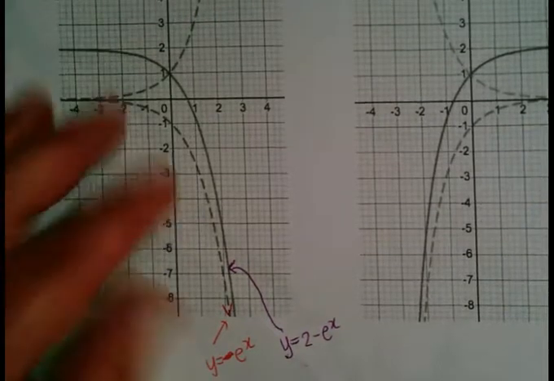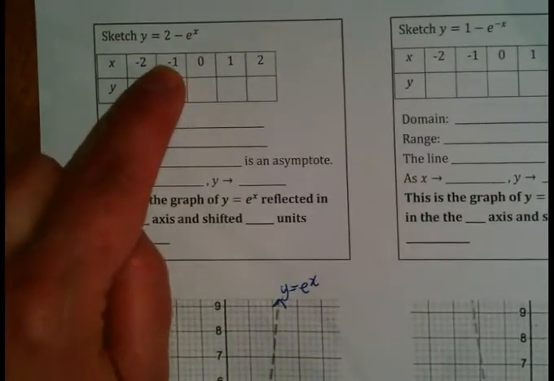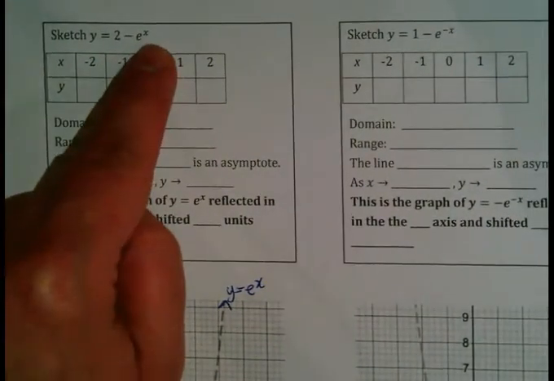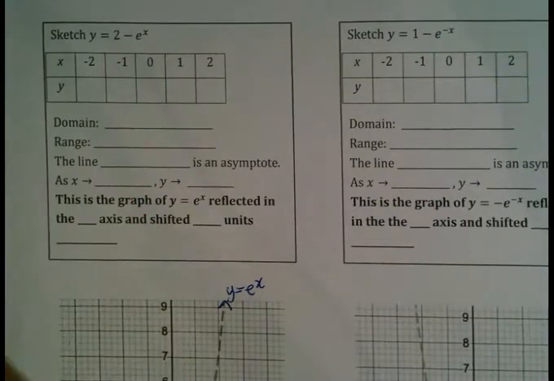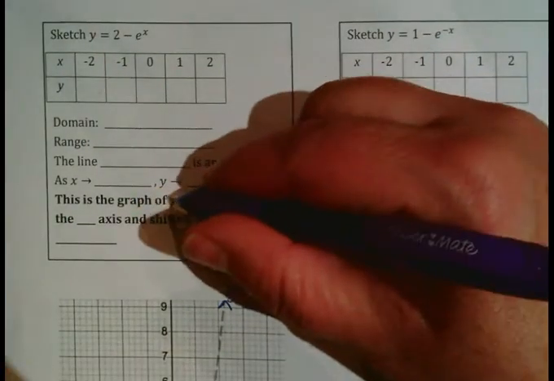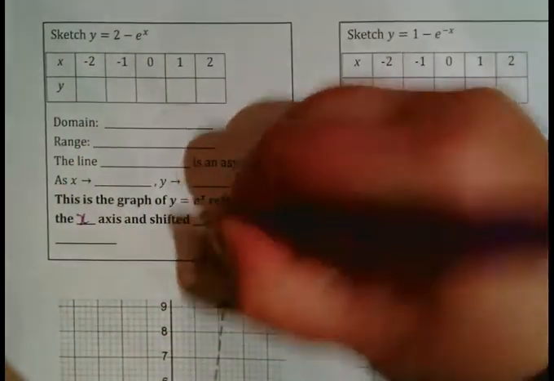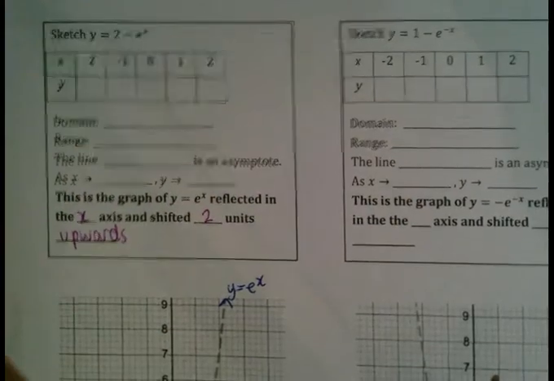Okay, so that's why the three curves are there. So when you come to sketch something like this, that's the process that you need to go through. You look at e to the x, and then you reflect it in the x-axis, and then you shift it up 2 units. So this is the graph of y equals e to the x reflected in the x-axis and shifted 2 units upwards. Okay, now you can see the final curve there.